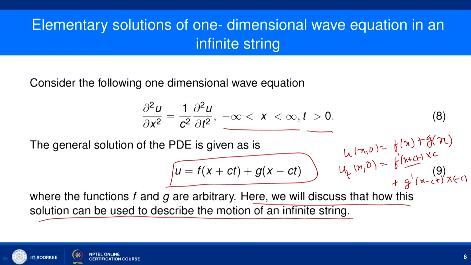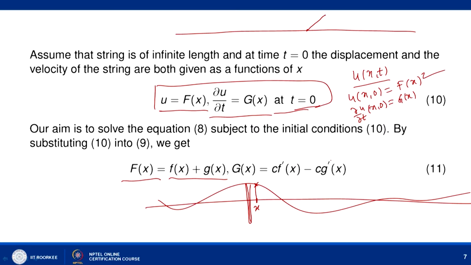So this derivative f dash means d by d of (x plus ct) of f of x plus ct, because f is a function of only x plus ct. So f dash means the derivative of f of x plus ct with respect to x plus ct, and then you use chain rule and you differentiate x plus ct with respect to t. So you will get your u_t(x,0) as this. And put t equal to 0. So when you put t equal to 0, you will get c f dash of x minus c g dash of x.